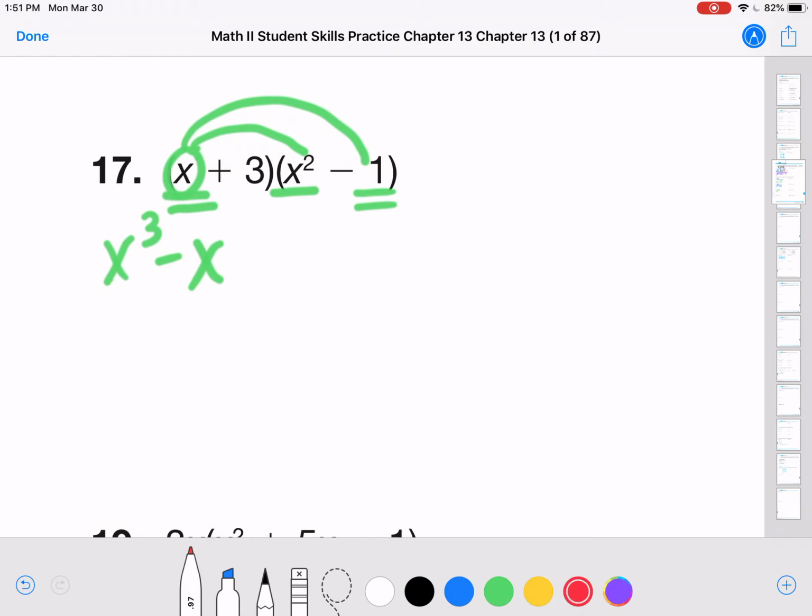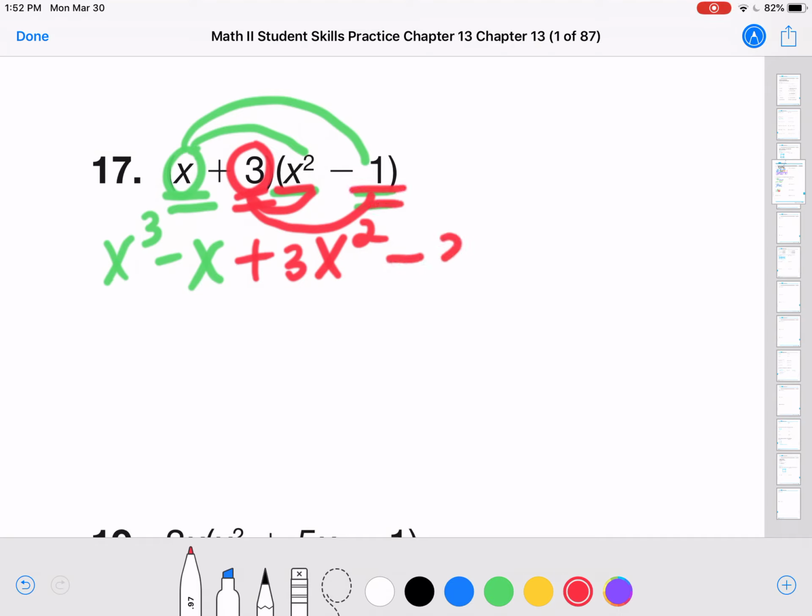Okay, then you take your second term and then you do the same thing. You multiply it to the second parentheses. So 3 times x squared is going to be positive 3x squared, since they're both positive. Then 3 times negative 1 is negative 3. Okay, now this is not in standard form. I have an x cubed, then a regular x to the first, then 3x squared, then a constant.